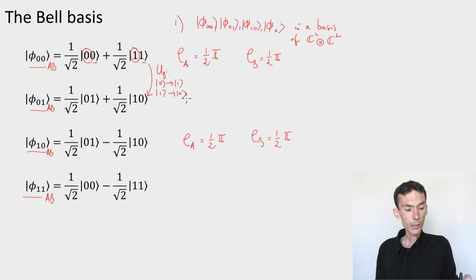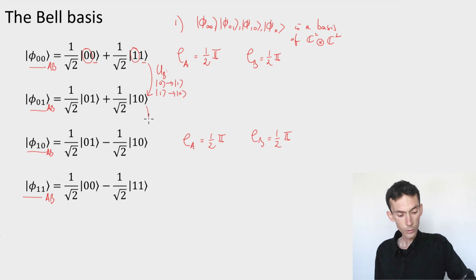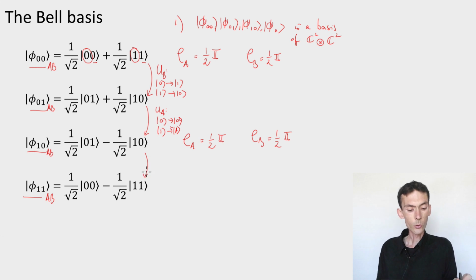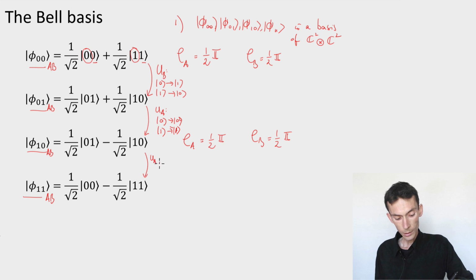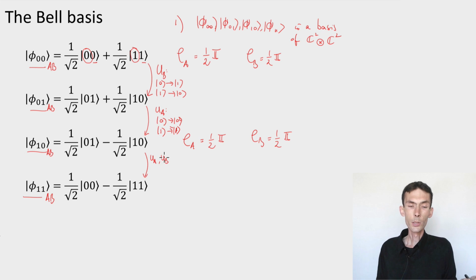We can do the same exercise in trying to go from the second to the third state, let's say by acting only on system A. This time, how would we do it? We need to map 0 to 0 and 1 to -1. And I'll let you find as an exercise the unitaries UA or UB that let you map the third state to the fourth state. Alright, so those are the two important properties of the Bell basis.